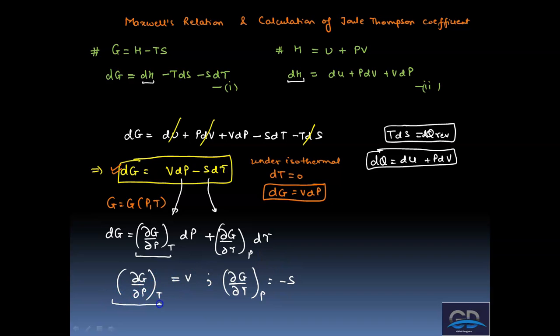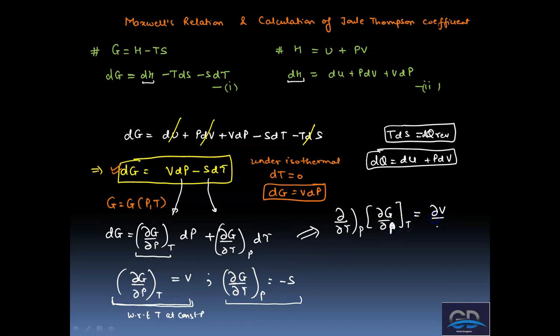Now we can take a second derivative and, from equivalence, get further formulations. For example, if I differentiate the first with respect to T at constant pressure, what do I get? I get the del by del T operator at constant P, differentiating del G by del P at constant temperature, and that will be equal to del V by del T at constant pressure.